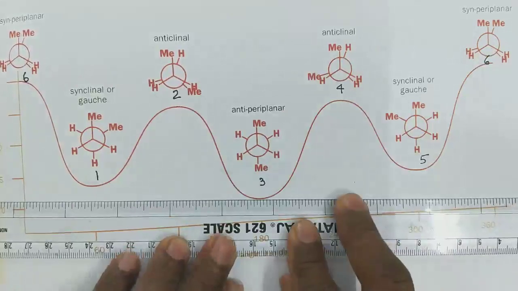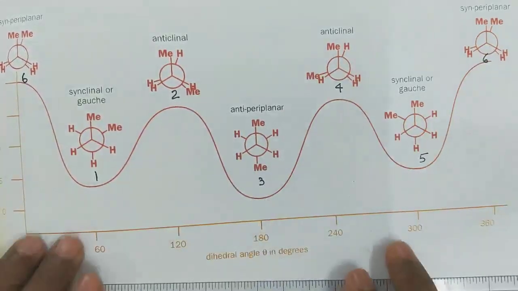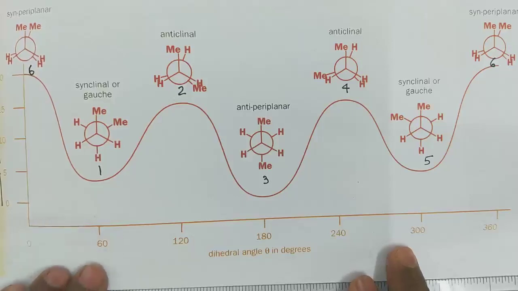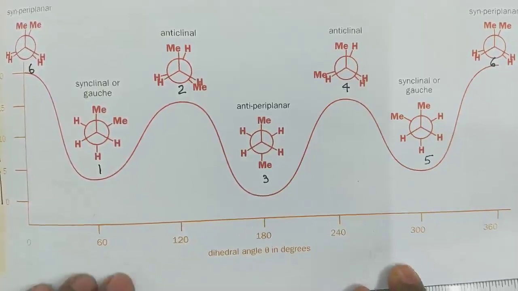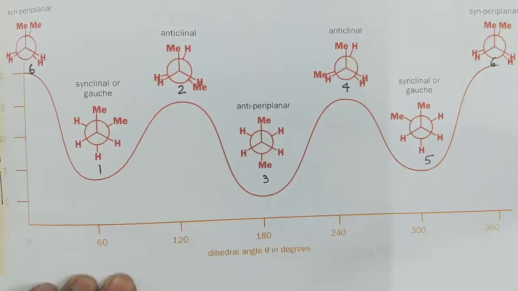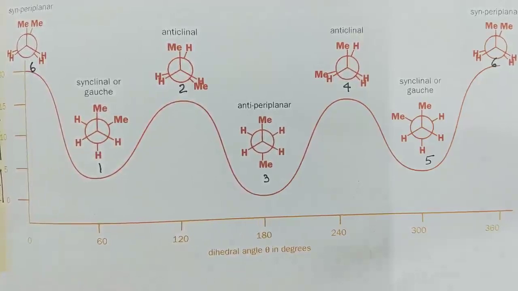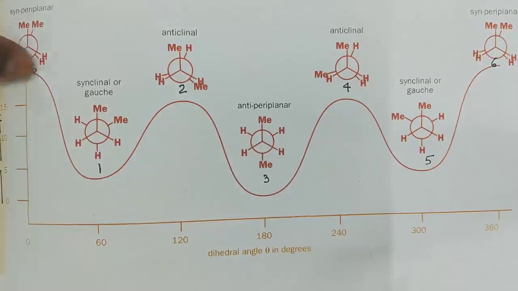So all of you should draw this structure, this variation of energy graph with the dihedral angle. You should draw the relative energy graph for different conformers. So this is the variation of energy in the conformers of n-butane, right? Okay.